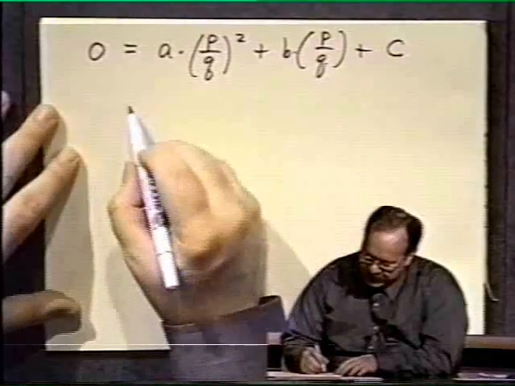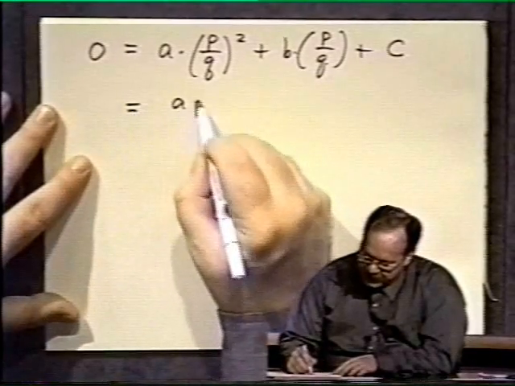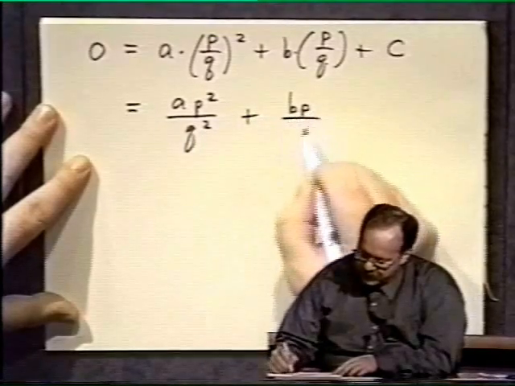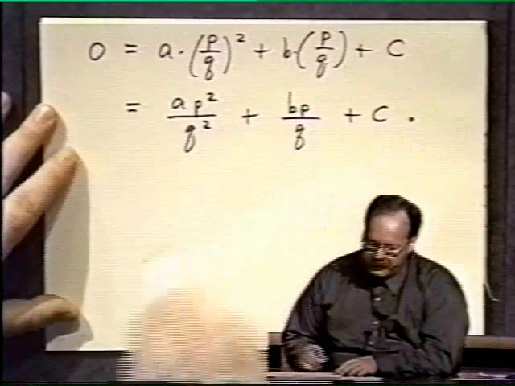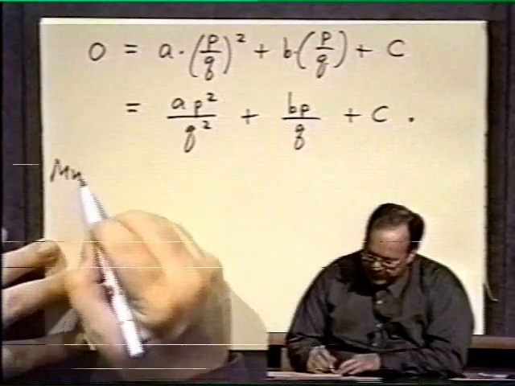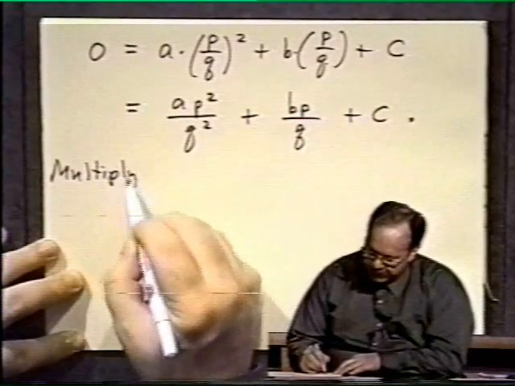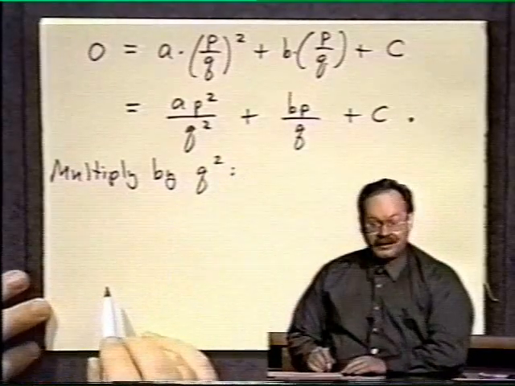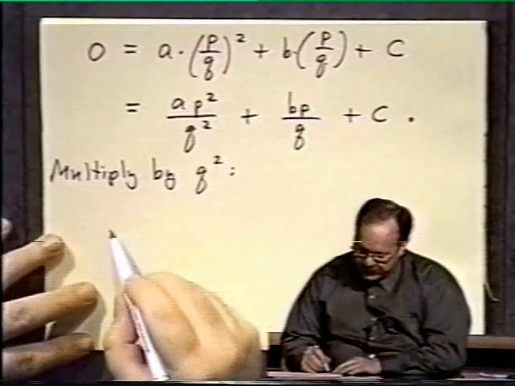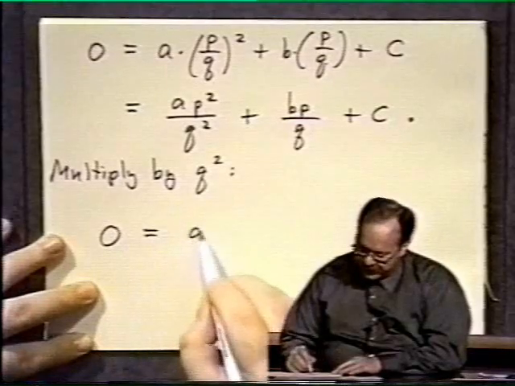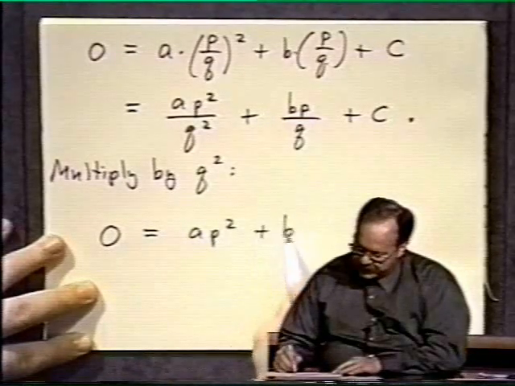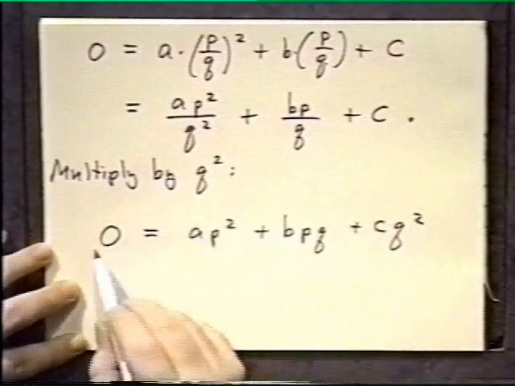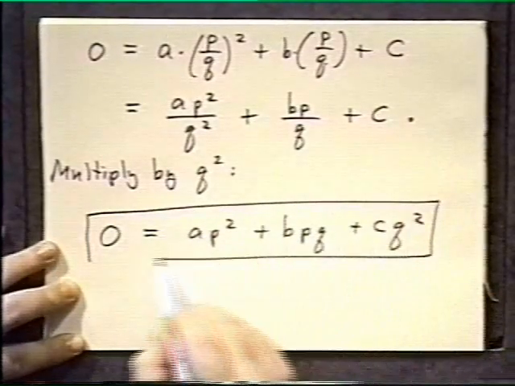Well, let me multiply this out. What I have then is a p squared over q squared plus bp over q plus c. Now let me do a little bit of algebra here. Let me multiply through the entire expression by q squared, which is the largest common denominator. And I then get 0 is equal to a p squared plus bpq plus c q squared. Okay, that's what I end up with.